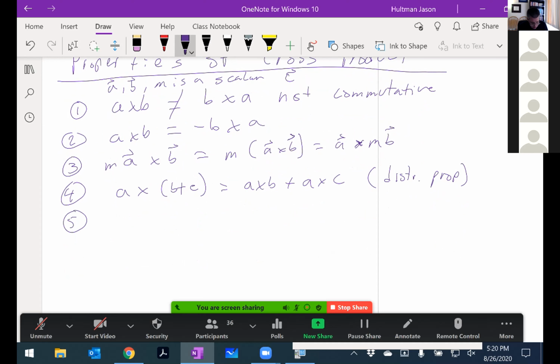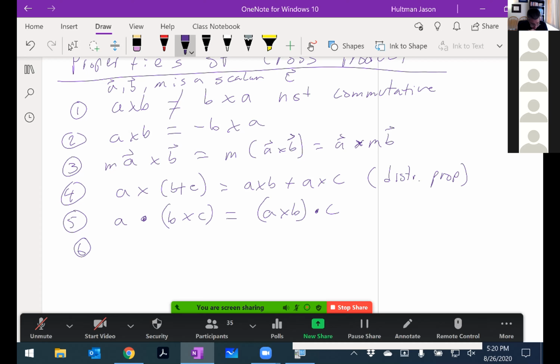Thanks. Okay, number 5. A dotted with B cross C. Now we're doing a dot product with a cross product. This is the same, it's kind of weird, as A cross B dotted with C. That's interesting. That's kind of a weird property.